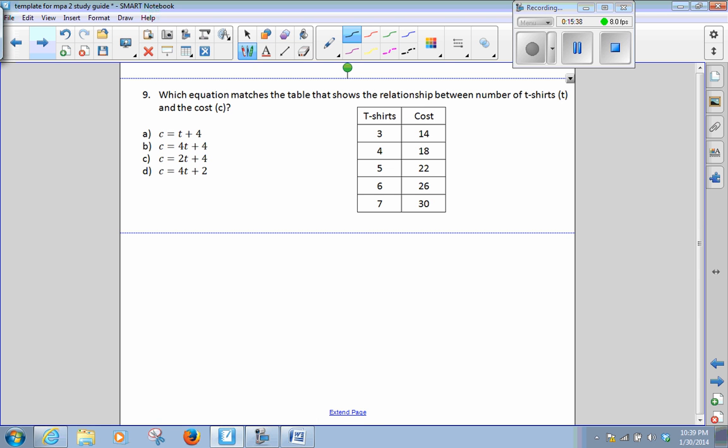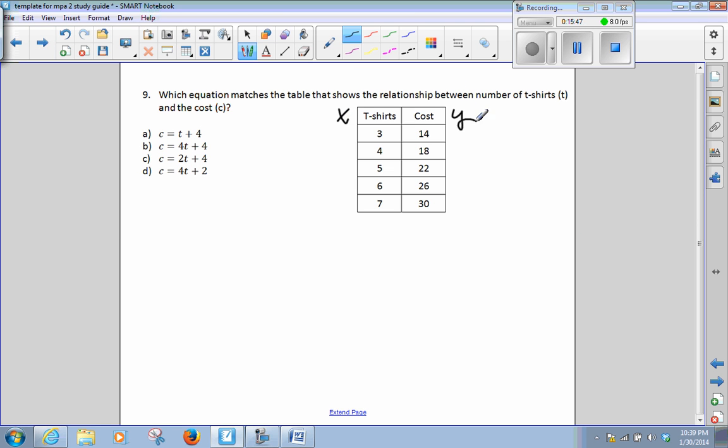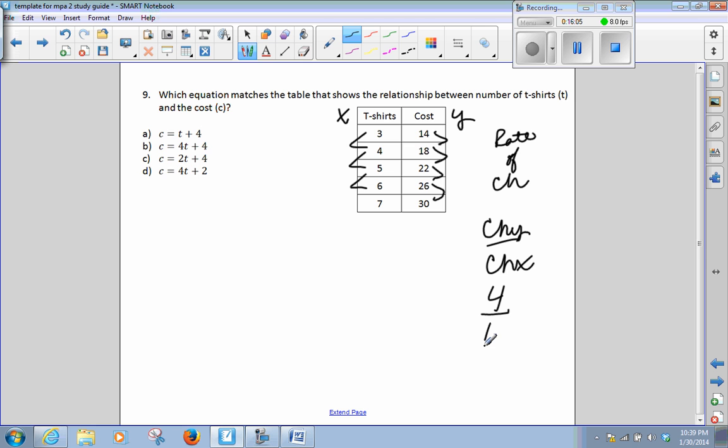Number 9, which equation matches the table that shows the relationship between the number of t-shirts and the cost? I'm going to do the rate of change. Okay, technically t-shirts is X and cost is Y, even though they don't say X and Y. So I'm going to find my rate of change, which we better know by now is your change in your Y's over your change in your X's. So this is going up by 4 every time. These are going up by 1 every time. So 4 over 1 simplifies to a 4.